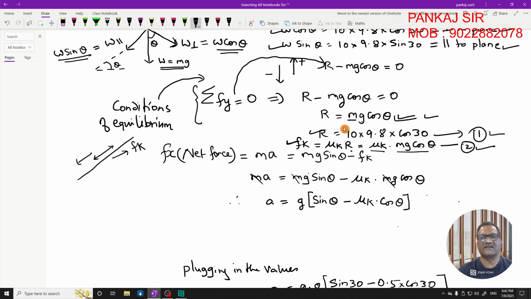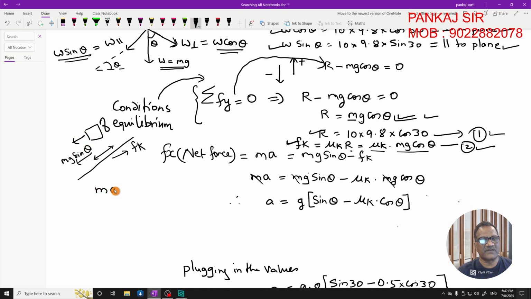And what is that parallel component of the weight? It is mg sine theta, right? Okay. So now you see that the object is actually moving down the plane. Because the object is moving down the plane, there is some force acting on the object, and that is the reason it is moving down. Because it is moving down due to some force, the acceleration is also there in this particular object.